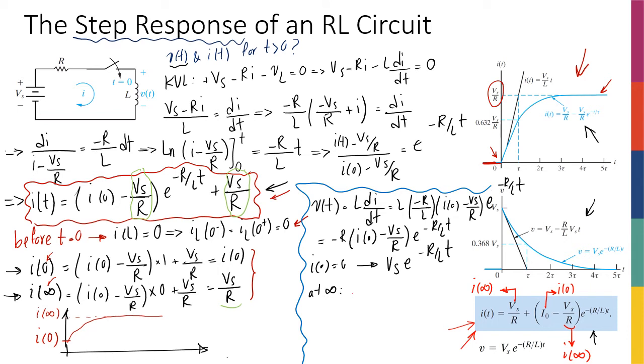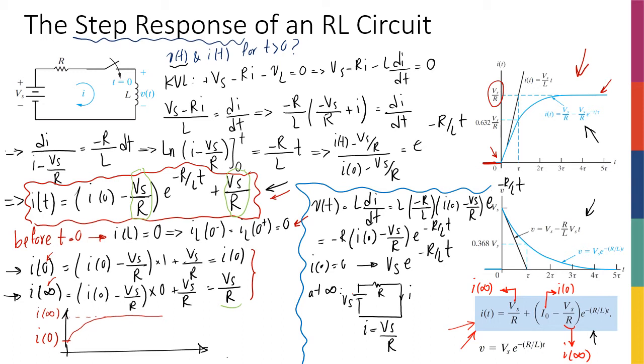At infinity, I'm going to have just the voltage source, Vs, and the resistor, right? And this is going to be the I. So I is going to be Vs over R. That's why I know it's Vs over R. I don't need to actually plug infinity into this expression, okay?